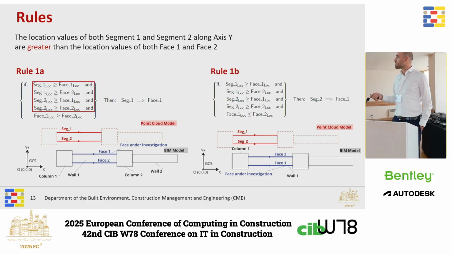So if this is the case, then if phase 1 location value is greater than phase 2 location value, then segment 1 matches with phase 1. Otherwise, segment 2 matches with phase 1.